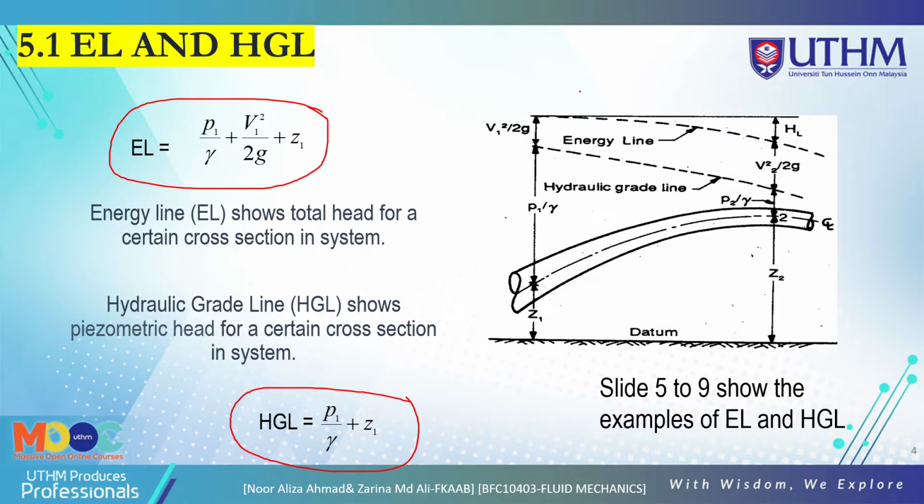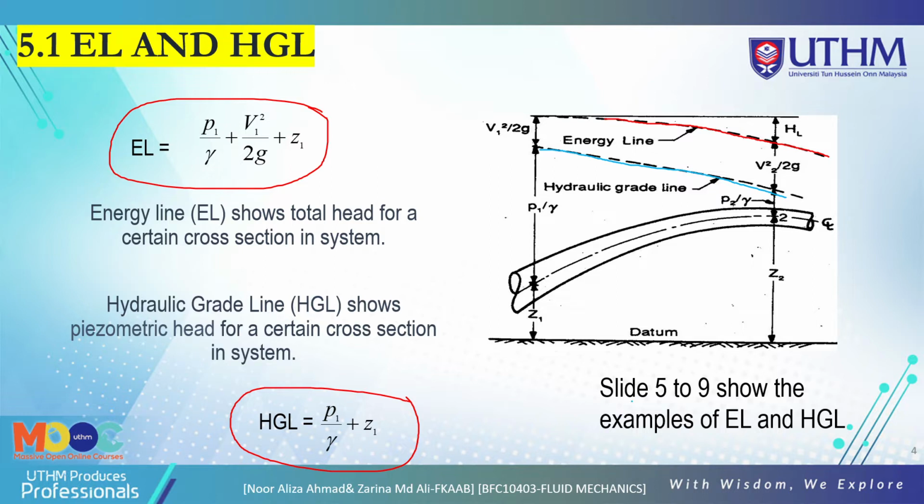Based on this figure here, the red line that I draw in this sketch is the energy line. The hydraulic grade line is the blue line here. So based on the flow from section 1 to section 2, they have the energy line and the hydraulic grade line, and you must include the Bernoulli equation.